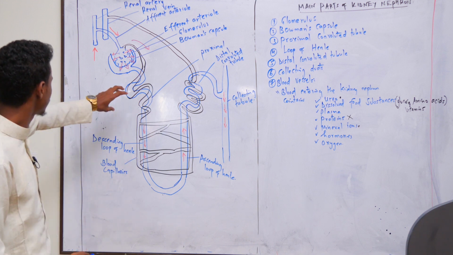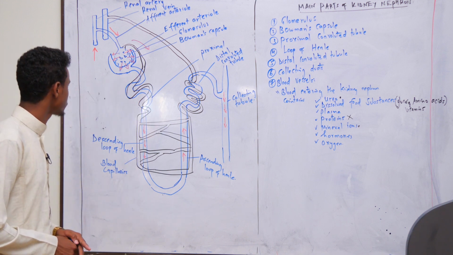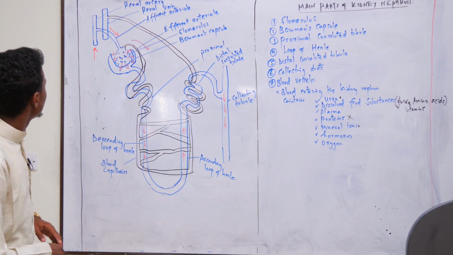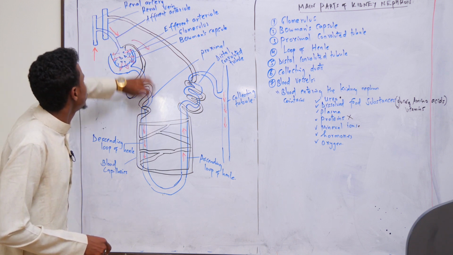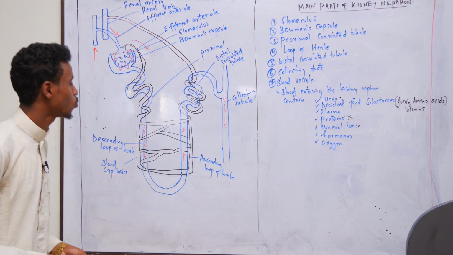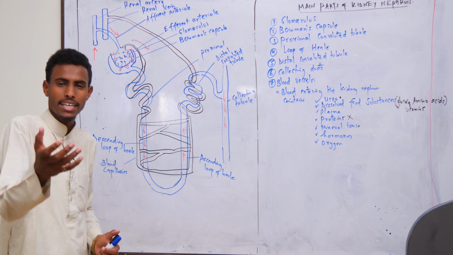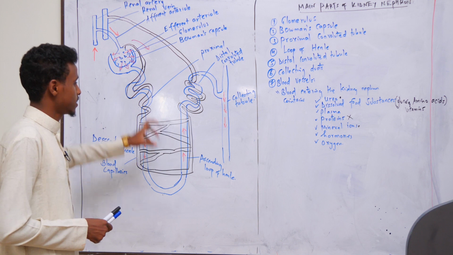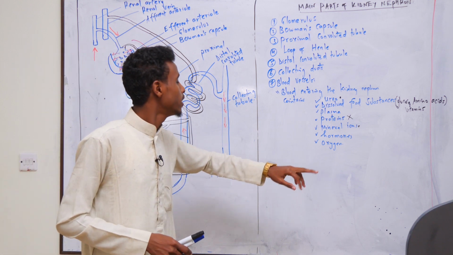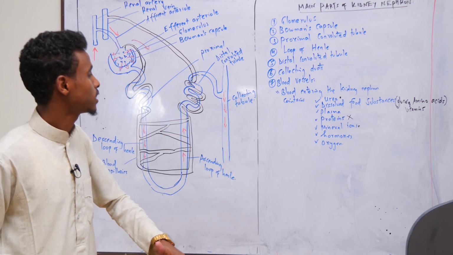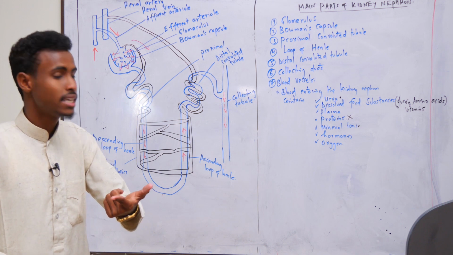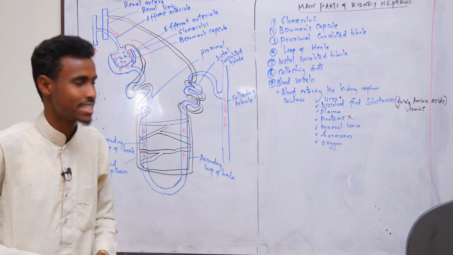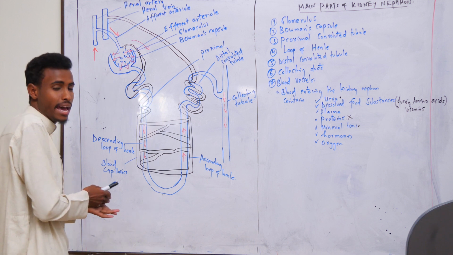Let's continue. From there again, what happens? The blood now in the efferent arteriole, what does it contain? It contains plasma proteins, and it also contains substances of large molecular sizes that cannot filter out of the blood.